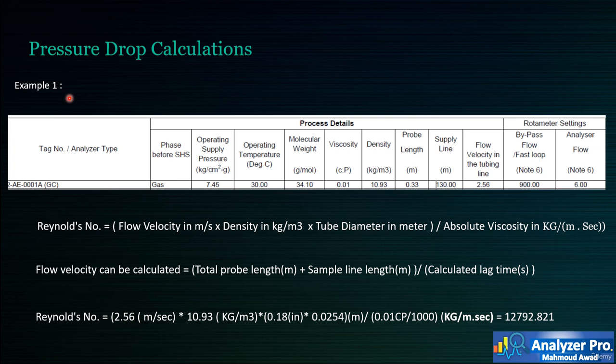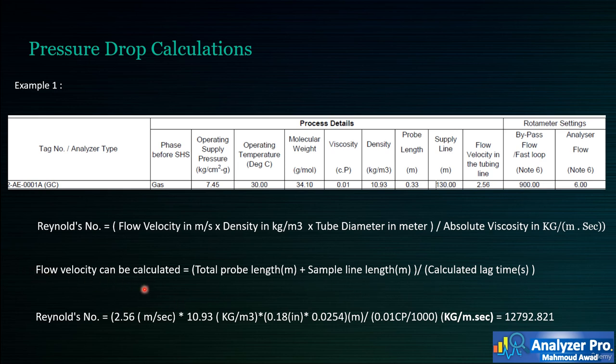Let us take two examples, one on a gas phase sample and the other on a liquid phase sample. In the first example, the given data is as shown in the table, mainly the process data and the rotameter setting. Also you should have the lag time calculation data we discussed before. Note that the flow velocity in meters per second can be calculated from the total probe and sample line length in meters, divided by the calculated lag time in seconds.